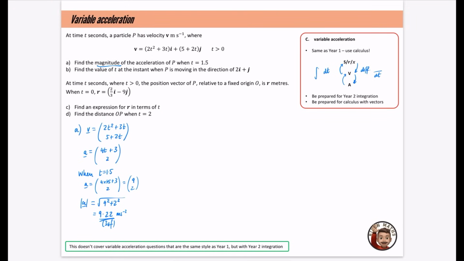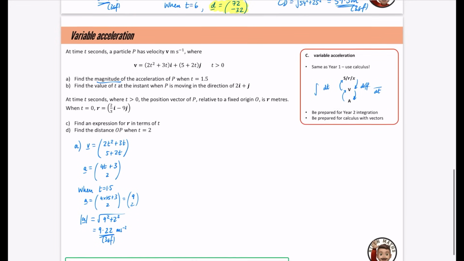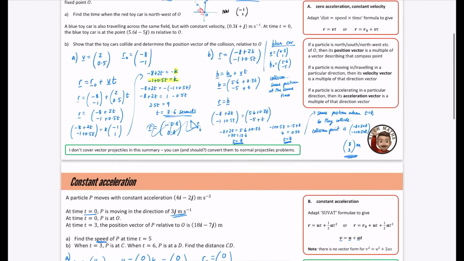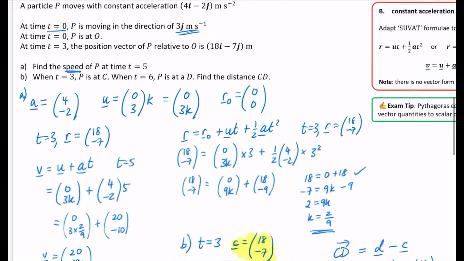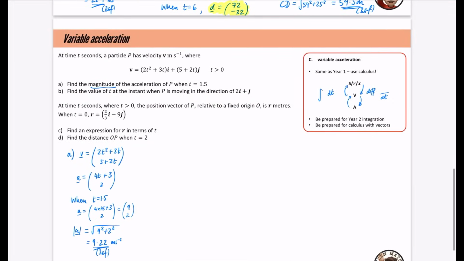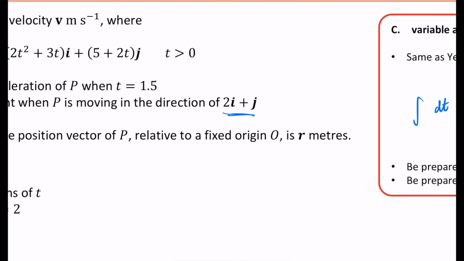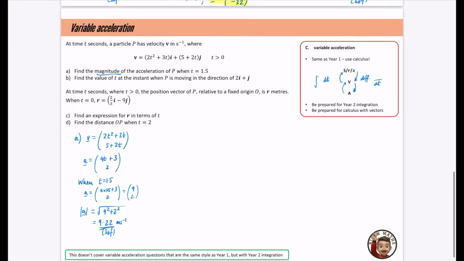Okay. For part B, it says find the value of t at the instant when p is moving in the direction of 2i plus j. Okay, so we're talking about it's moving in the direction of. It's another one of these ones where we're looking at its velocity vector being a multiple of that direction vector. It's a multiple of it because it might not be exactly 2i plus j, but it could be a multiple of it because it would be parallel then.